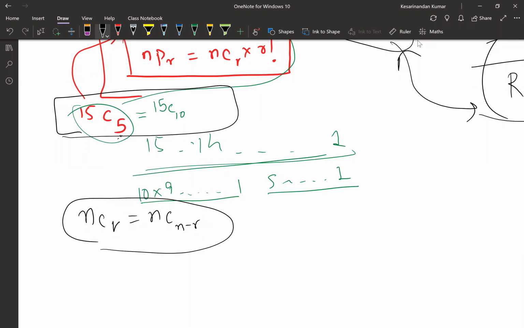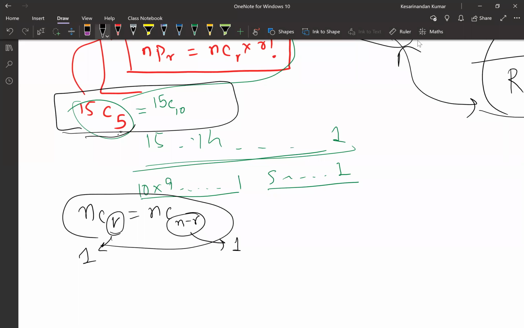Therefore, by that logic, this will be the same. Now what you have to do is, among these two, choose the one that is closer to 1, whether r is closer to 1 or n minus r is closer to 1. You have to choose that one. That means if I am given a choice between this and this, choose this one because 5 is closer to 1, or I say 5 is nearer to 1.